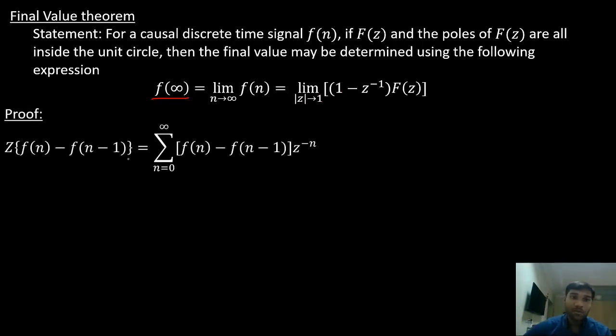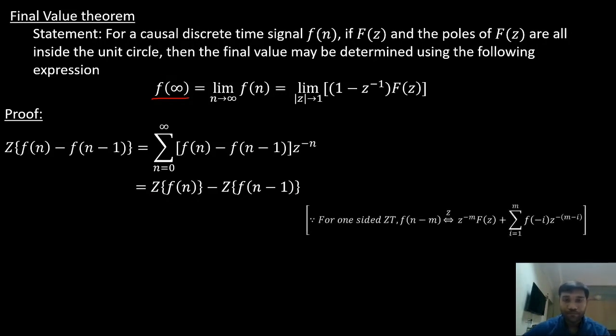Now we know this property, right? This is the first difference property. So for that, the z transform of F of n minus F of n minus 1 I am considering. That is nothing but the z transform of F of n minus the z transform of F of n minus 1. Since my F of n is a causal signal, that is, it's only a one-sided signal, I will consider the one-sided z transform for F of n minus 1.